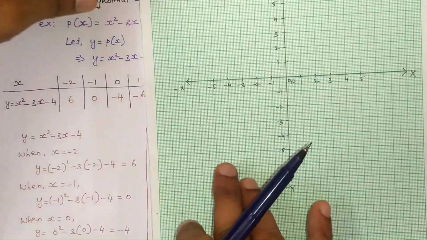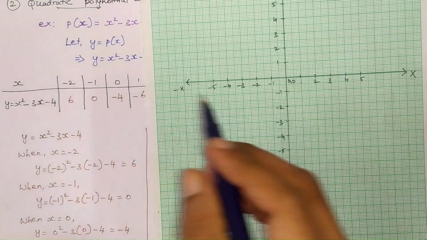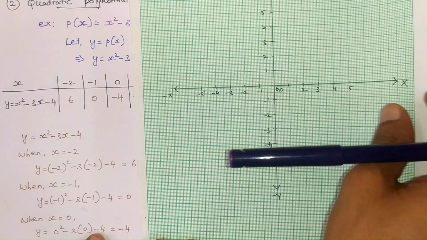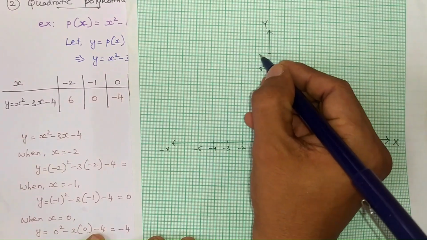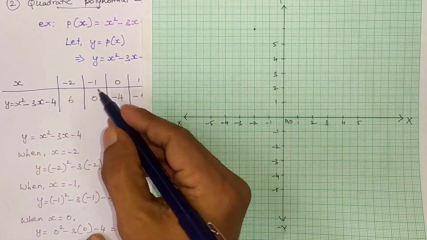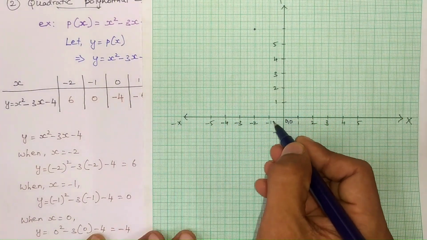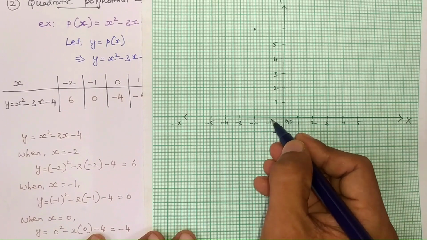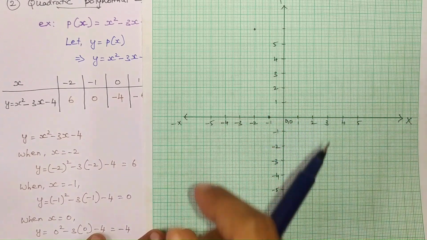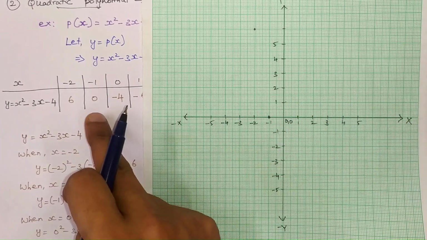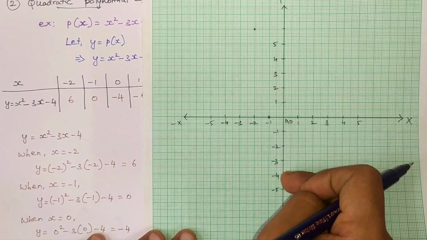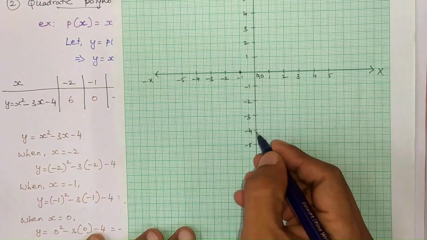So the first point is minus 2 and 6. x is minus 2, and y is plus 6. So 6 here. So the point is here. The second point is minus 1 and 0. x is minus 1, y is 0. So the point is here. And the third one is 0 comma minus 4. x is 0, y is minus 4. So the point is here.